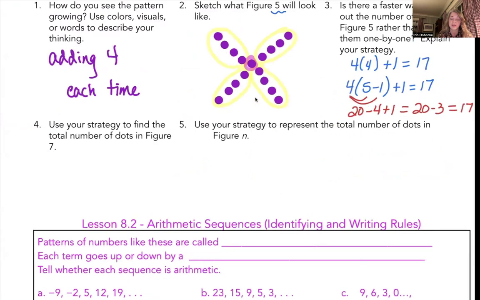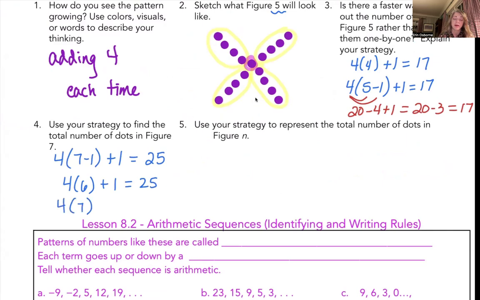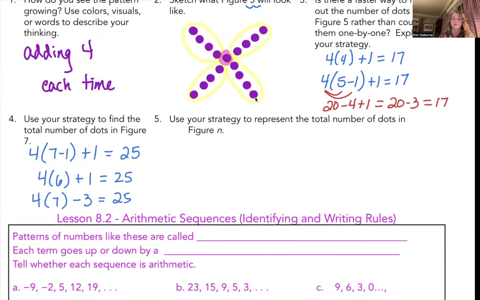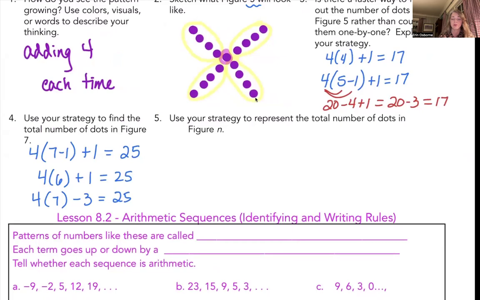Over here on number 4 to check it, I should now be able to take 4 times 7 minus 1 and add 1 to get 25. That would be in figure 7. And obviously, some of you would have just done 4 times 6 plus 1 is 25. I could also do 4 times 7 without any parentheses and just get to 28, but then I'm going to minus 3 to get back to 25. And it kind of looks like that one in red over there.